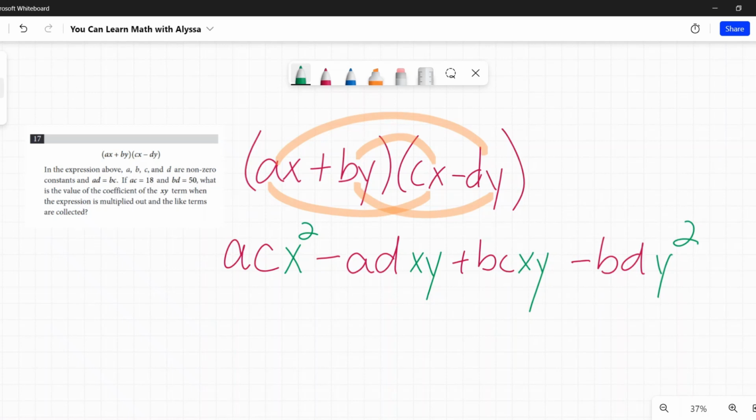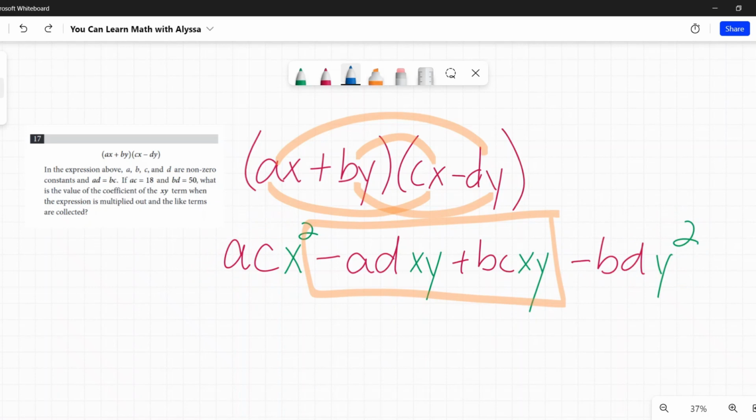And things are about to get really super simple because look at what they gave us originally. They said AD equals BC. Honestly, that AC is 18 and BD is 50, I can put those in there, but they don't really matter. All that matters is AD equals BC, because look at what's going on in the middle. They're asking the value of the coefficient of the xy term. This in the middle, this is what they want to know. They don't care about those. They just want to know what this one is.